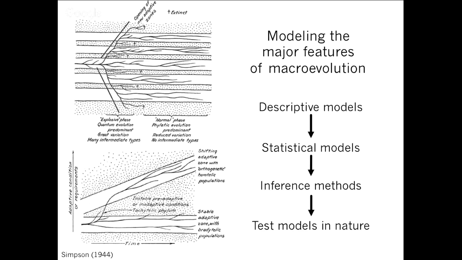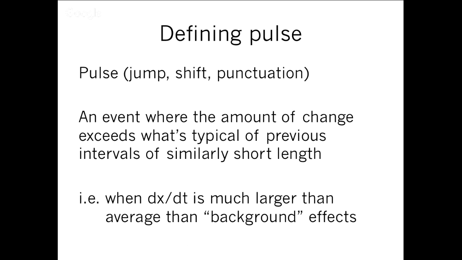Now, when we're modeling these major features of macroevolution, typically if we want to get some understanding of how these evolutionary modes operate over the tree of life, we begin with some descriptive model, like the ones that I introduced. We then move into defining those descriptive models as statistical models. Having a statistical model isn't enough. If we want to actually test whether these models are good descriptors of what we see in nature, we need inference methods to essentially bridge that gap.